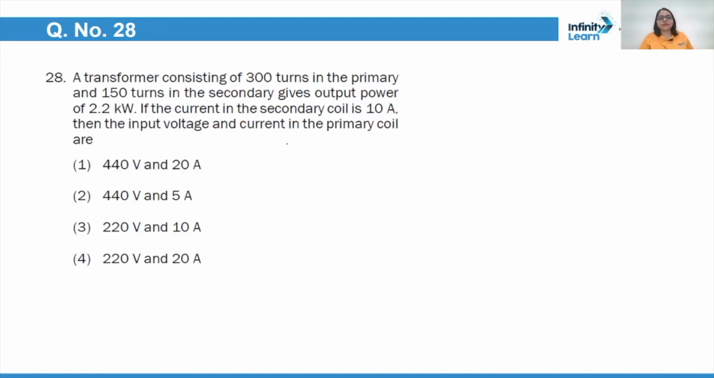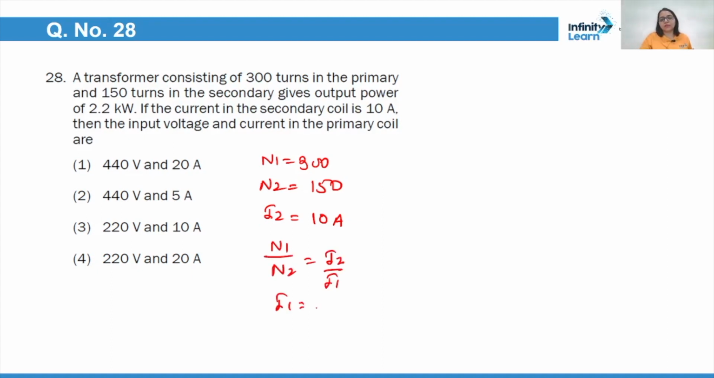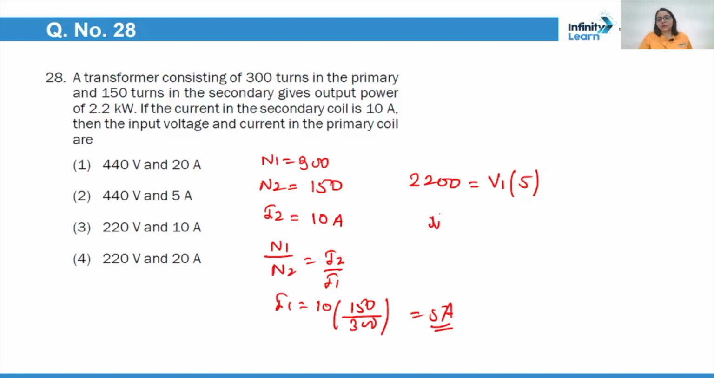Question number 20, we have a transformer with N1 300, and in the secondary coil we have 150. Output power is 2200 watt, and the current I2 is 10 ampere. We can apply N1 upon N2 is I2 upon I1. So I1 will be I2 into N2 upon N1, which is 150 divided by 300, that is 5 ampere. Now output power equals input power. So 2200 watt is equal to V1 into I1, which is 5. So V1 will be 2200 divided by 5, which is 440 volts. So the correct answer is option 2.